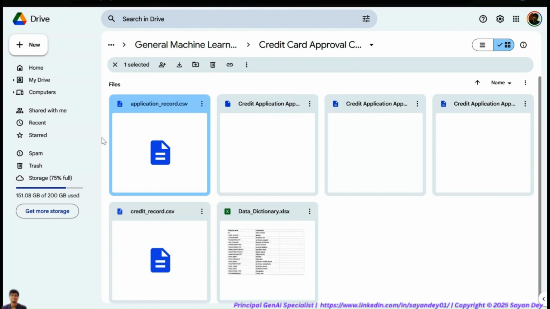Oftentimes, you will see that the bank will reject the card. Then you go to your relationship manager and ask, sir, what happened? And their usual answer will be, sir, I don't know, the backend team has denied. Whenever they say this kind of thing, it means the backend operations team has denied the card.